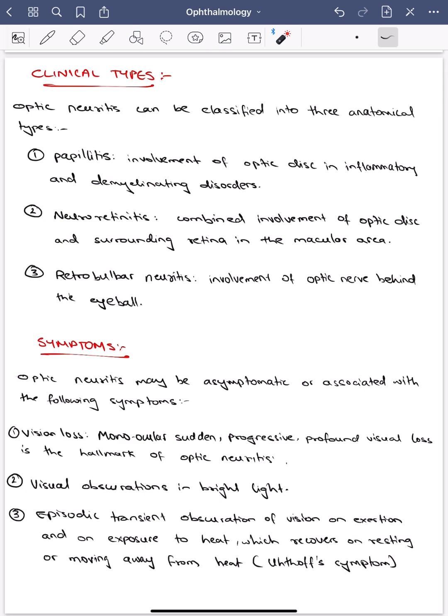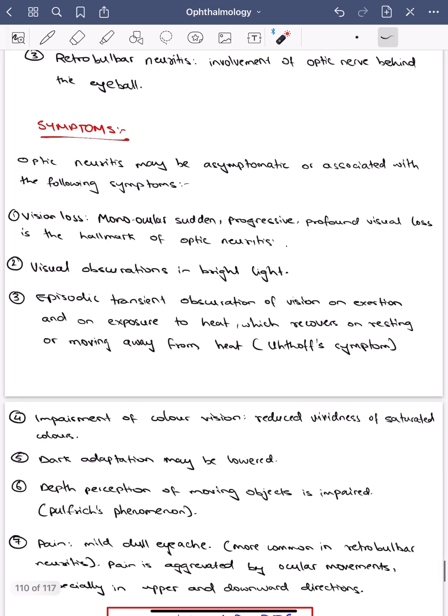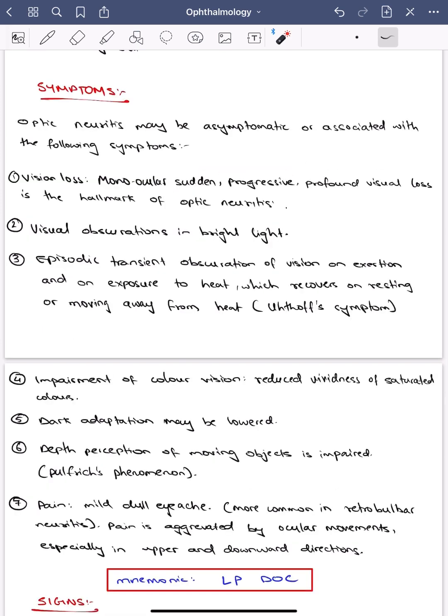Now coming to the symptoms. Optic neuritis may be asymptomatic or associated with the following symptoms. The first is vision loss. Monocular, sudden, progressive, profound visual loss is the hallmark of optic neuritis. Second is the presence of visual obscurations in bright light. Obscurations refer to transient loss of vision which lasts for a few seconds.